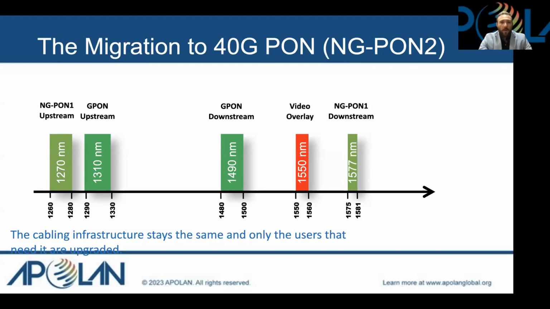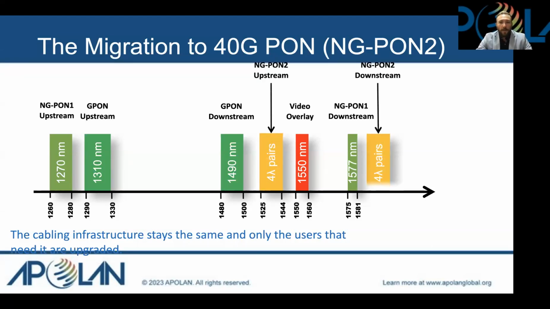Cabling infrastructure stayed the same. We're just adding additional wavelengths. So we're coming in pairs between 1525 and 1544 for our upstream, and then we have our downstream wavelengths at 1596 and 1603. Then we have our point-to-point, which is using an additional 2 pairs between 1603 and 1625.